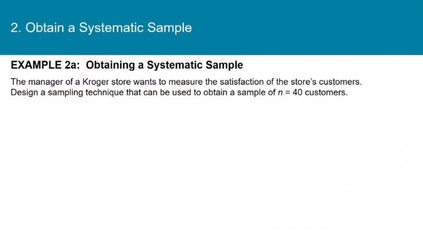Now let's see if we can get our own systematic sample. This says the manager of a Kroger store wants to measure the satisfaction of the store's customers. Design a sampling technique that can be used to obtain a sample of n equals 40 customers. Now the problem with trying to sample the customers from a store where you just walk in like Kroger is that they cannot give you a frame of their customers.